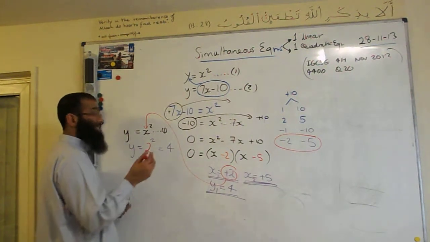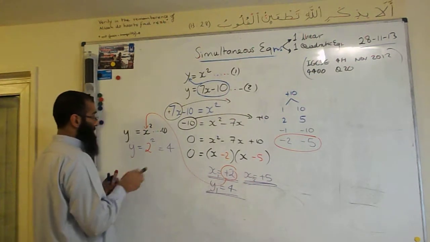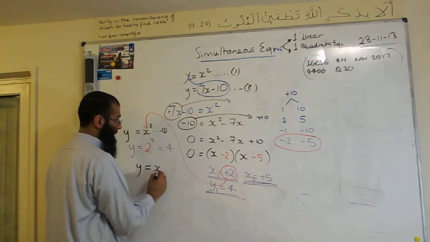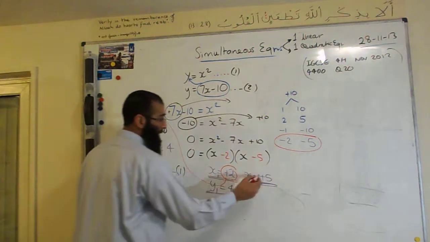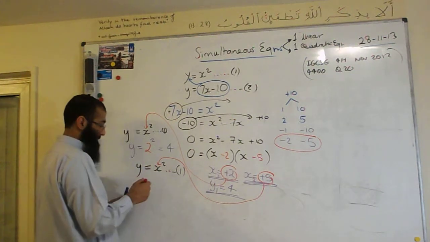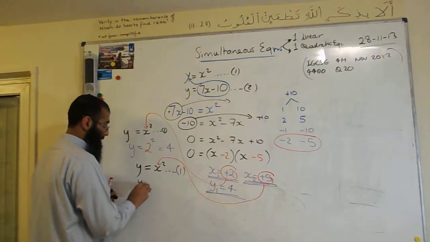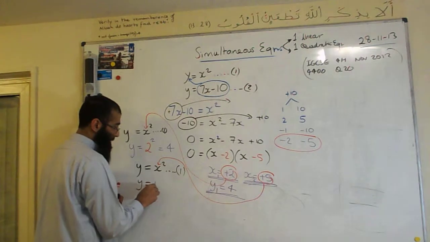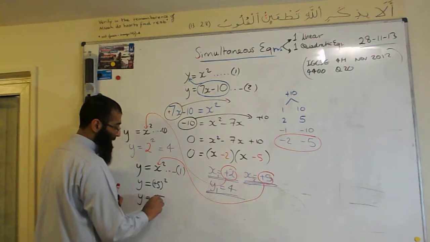Now what we're going to do is the same thing all over again, but this time for the second value over here. So let's write it out again. We're using the first equation, y is equal to x squared, equation number 1. We're going to get our second x value here, which is plus 5, and we're going to substitute that into here. So y is equal to plus 5 squared. So y is equal to 25.